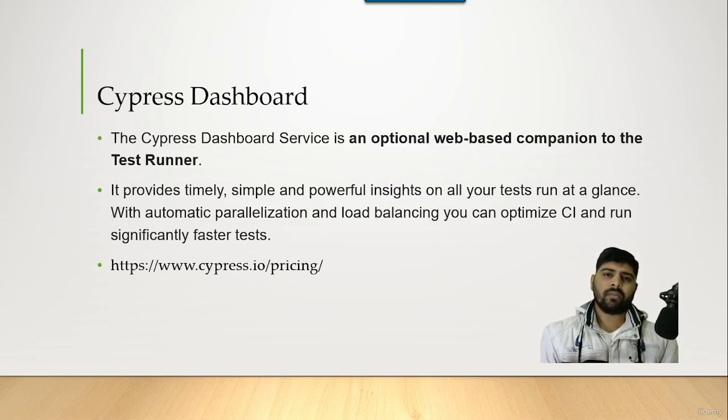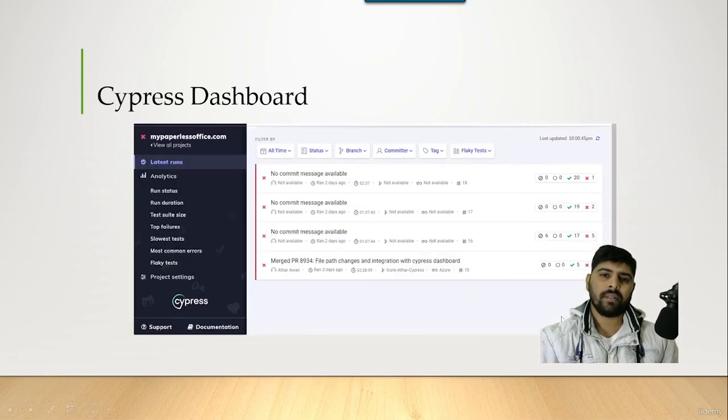We have also shown you the Cypress dashboard, how we can run our tests and see results on the dashboard. The dashboard service is not free. It is free only for 3 users and 500 tests per month. The Cypress dashboard is an optional web-based companion to the Test Runner. It provides timely, simple and powerful insight on all your test runs at a glance. Cypress provides automatic parallelization and load balancing, so you can optimize CI and run tests significantly faster. At cypress.io/pricing, you can see the pricing in more detail.